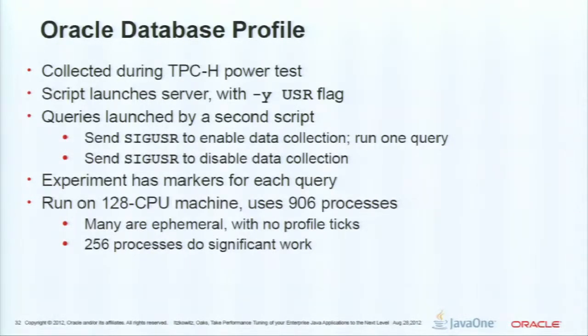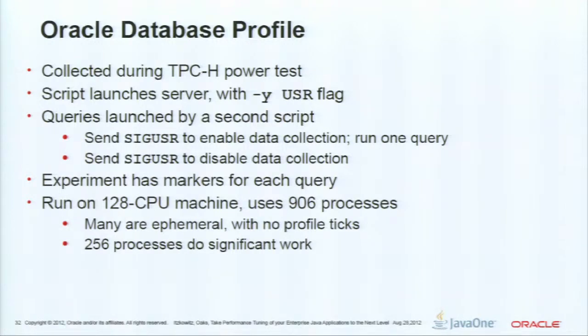So I'm going to go through a couple of simple or not so simple examples. One is a profile of the Oracle database. This was collected during the TPC-H power test. It was script launched using this flag to turn data on and off, and the queries are launched by another script. It sends the signal to enable data collection, runs the query, and sends the signal to turn it off again. That means every experiment has start and stop markers for every query.